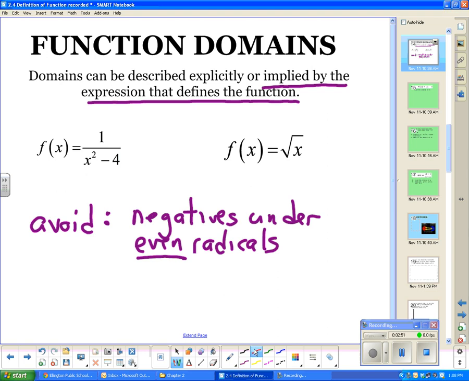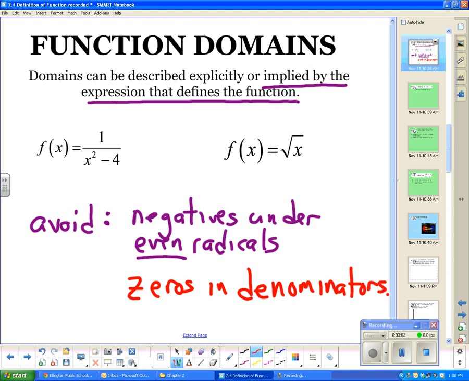And the other thing that we want to avoid are zeros in denominators. And it's not that we want to avoid using a 0 in the denominator. We want to avoid using a value for x that results in the denominator being 0. And we'll look at both of these cases in the two problems I have on the board that we will demonstrate now.